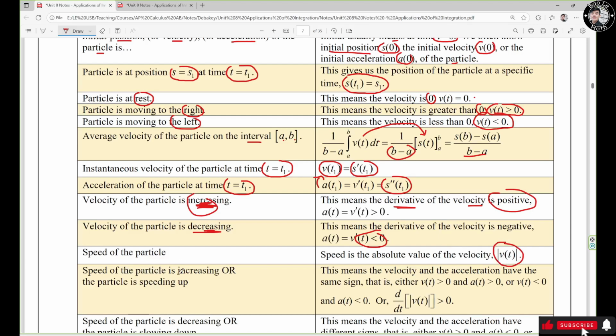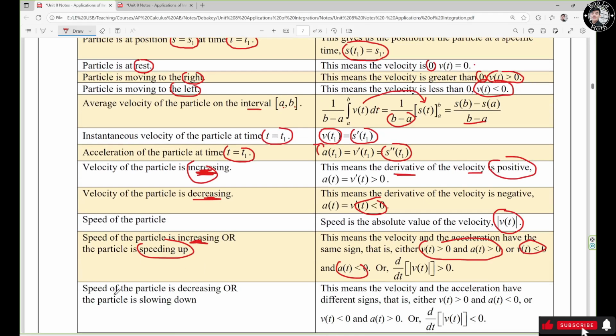The speed of the particle is increasing or speeding up. So it tells us that the velocity and acceleration must have the same sign, right? They are both either positive or negative. Similarly, the speed of the particle is decreasing or slowing down.